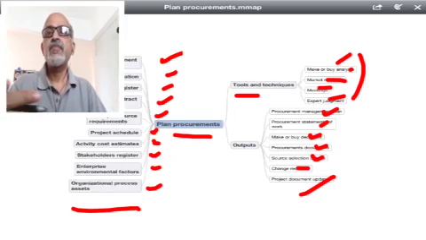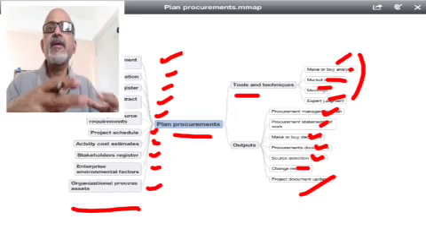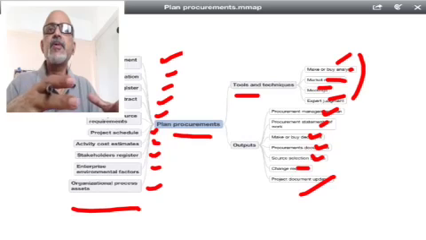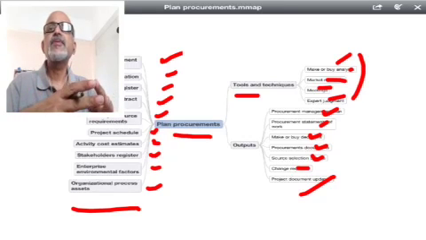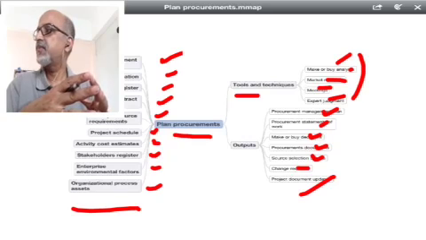I hope this mind map has given you a fair idea of the procurement process. The key thing is make or buy decisions happen during the procurement plan.